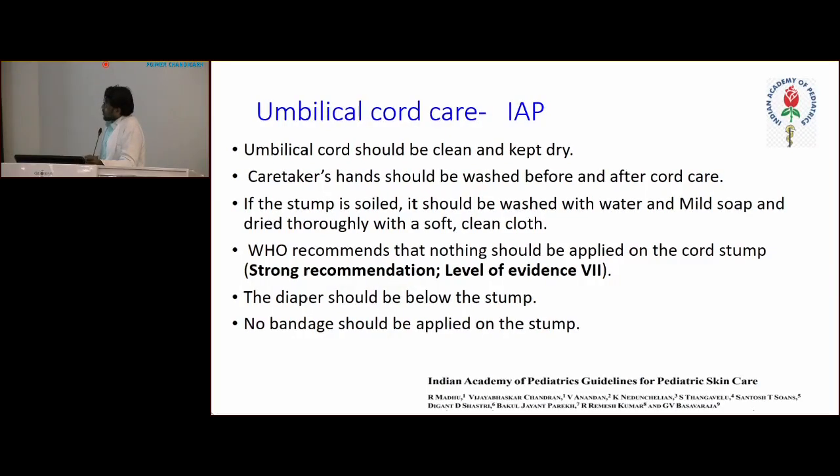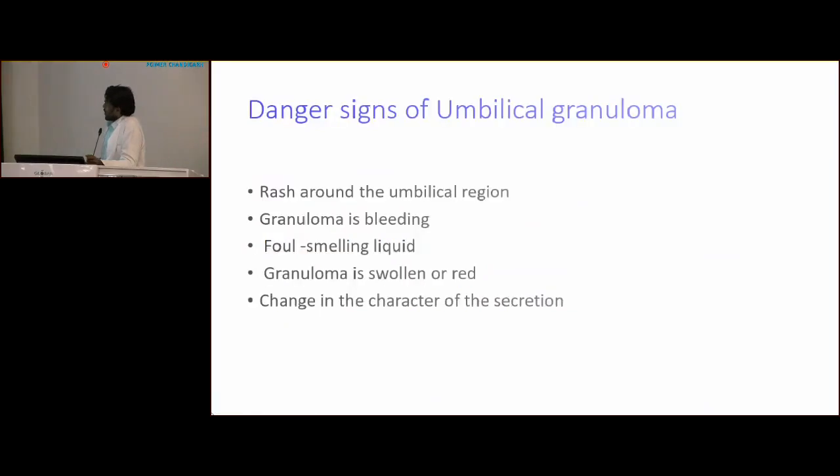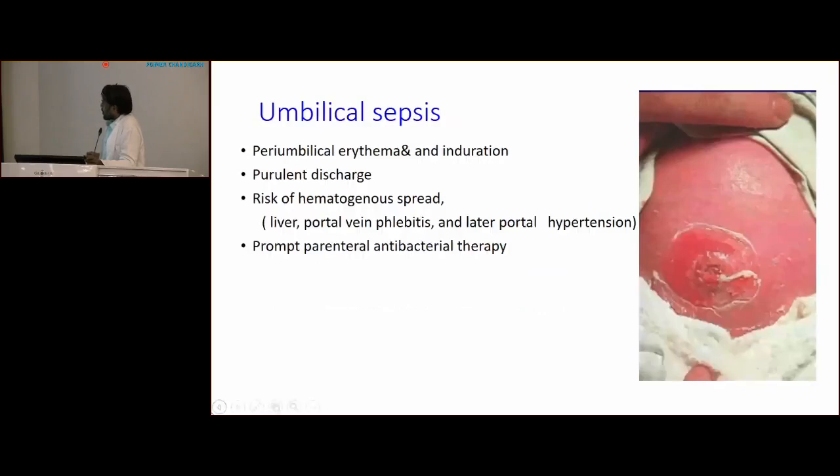Danger signs for umbilical granuloma would be a rash around the region, or the granuloma bleeding, foul-smelling discharge, swelling and redness, or change in character of the secretion. And this is an image of omphalitis. If at all umbilical sepsis has happened, beware. This is a neonatal emergency because of the high risk of septicemia.